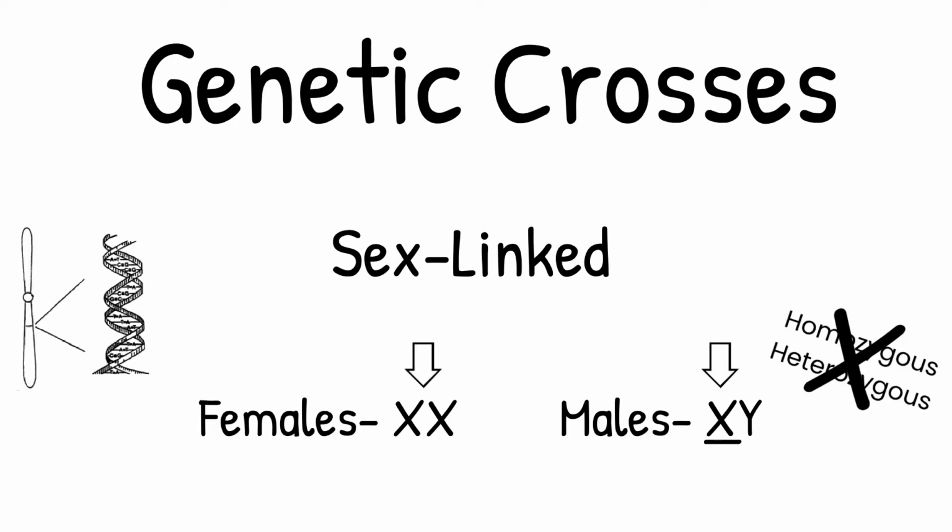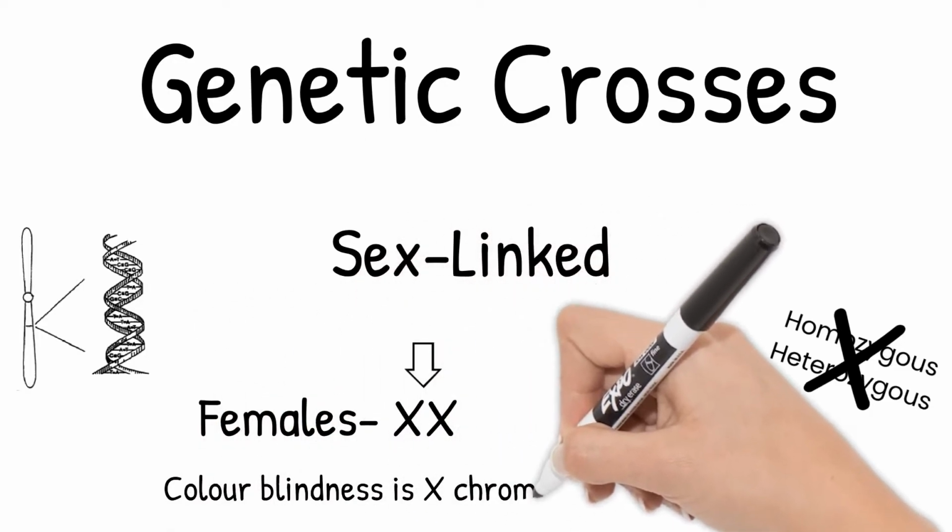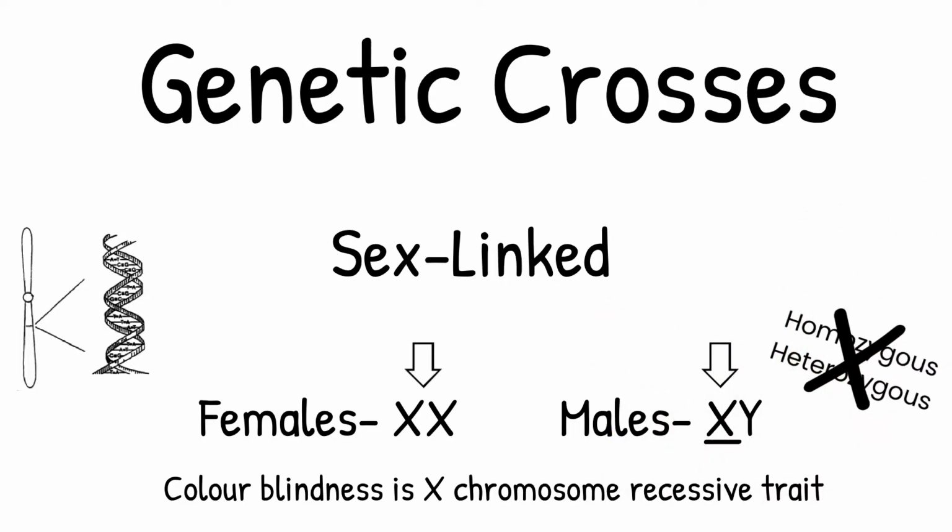For example, colorblindness is an X chromosome recessive trait. That is why it is more common among men. If they get an X chromosome with the colorblind trait, then they will be colorblind. A female would have to be homozygous recessive to be colorblind.